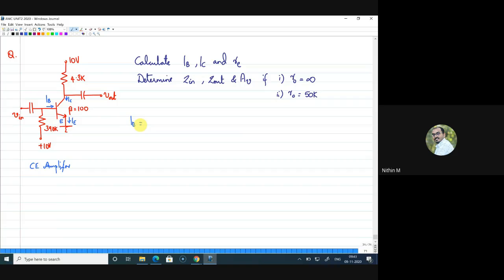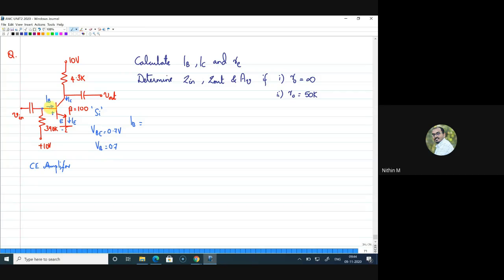So how to find IB? IB is this current. Now if this PN junction is forward biased, and given that this is a silicon transistor, then the base emitter voltage VBE in active mode is 0.7. So I'll take VBE as 0.7. Yes, Karthik, many got answers. Yes, it is 23 microamps. Very good. Since the emitter is at 0, I can say VB is 0.7. That means at this node I have 0.7 as the voltage.